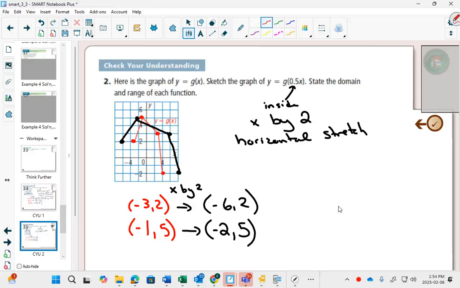Read the question again. It wants domain and range of both. So my red graph, the domain, the smallest x value is minus 3. It's included. My biggest x value is 4. And my range, my smallest y value is negative 2. My biggest y value is 5. Whoops.